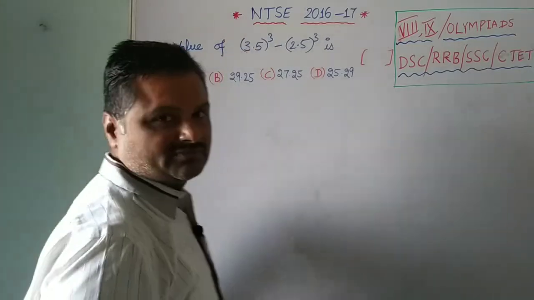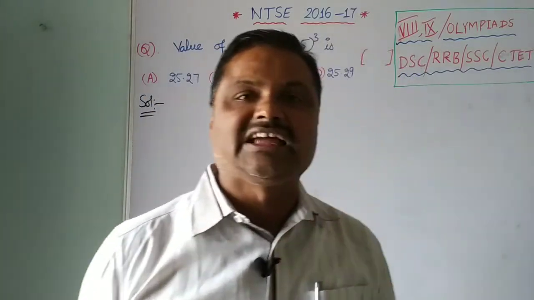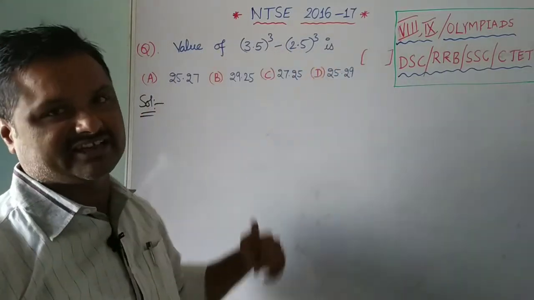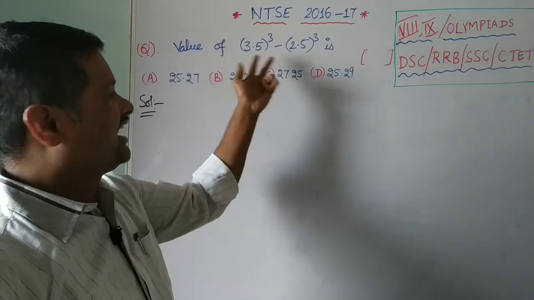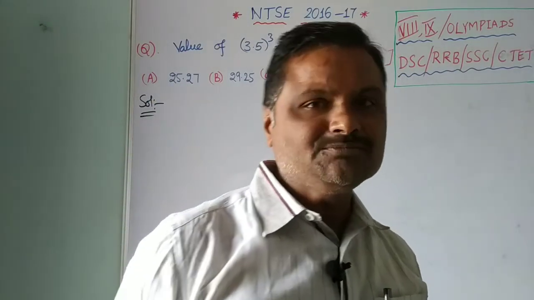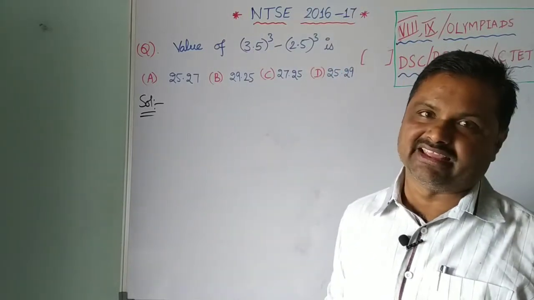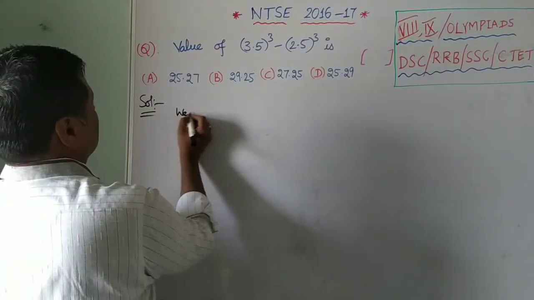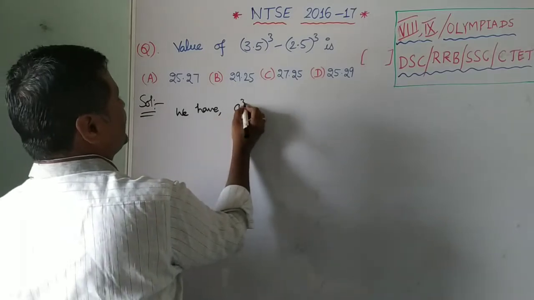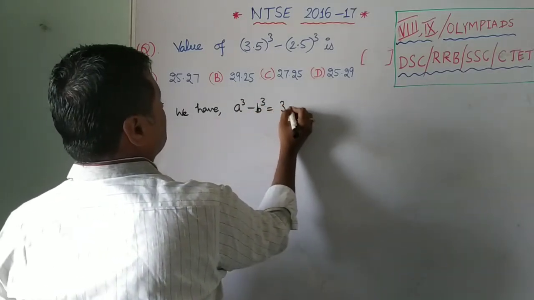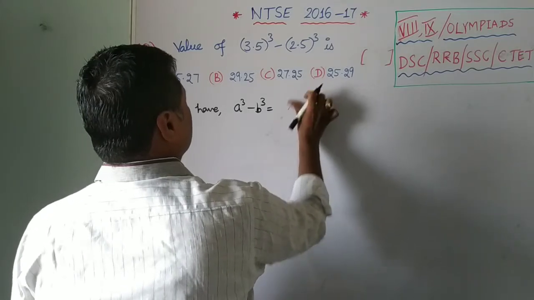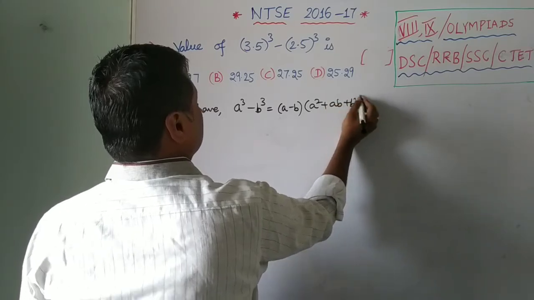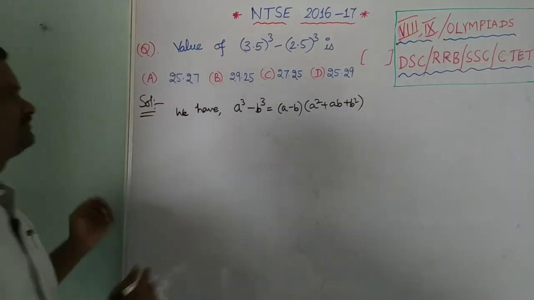Generally, 7th year students without the knowledge of algebraic identities will cube it and take the difference. So it takes much time, cubing and taking the difference along with the decimals. To get the easiest way, we are going to apply the algebraic identity: a cube minus b cube is equal to a minus b into a square plus ab plus b square. If you know this, we can do it very easily.